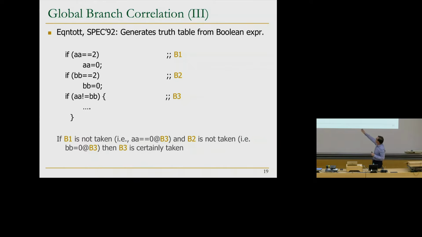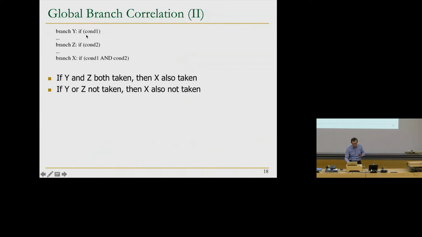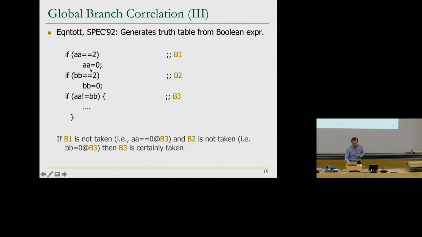And this was one of the hardest branches. So this is an equation to truth table program that generates a truth table from a Boolean expression. And this was one of the hardest to predict branches over here, the second one. It's very similar to something like this. So if B1 is not taken and B2 is not taken, then B3 is certainly taken in this case. Basically, this branch is correlated with these outcomes. And it turned out all of the branch predictors were failing.